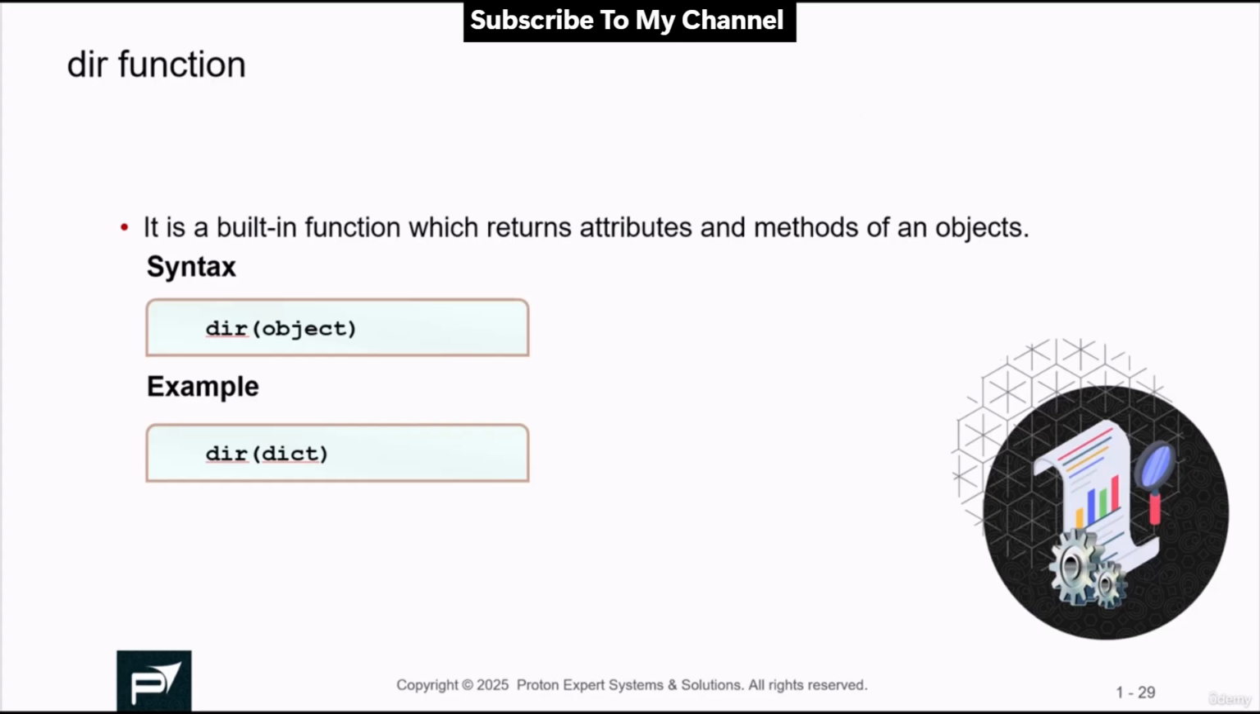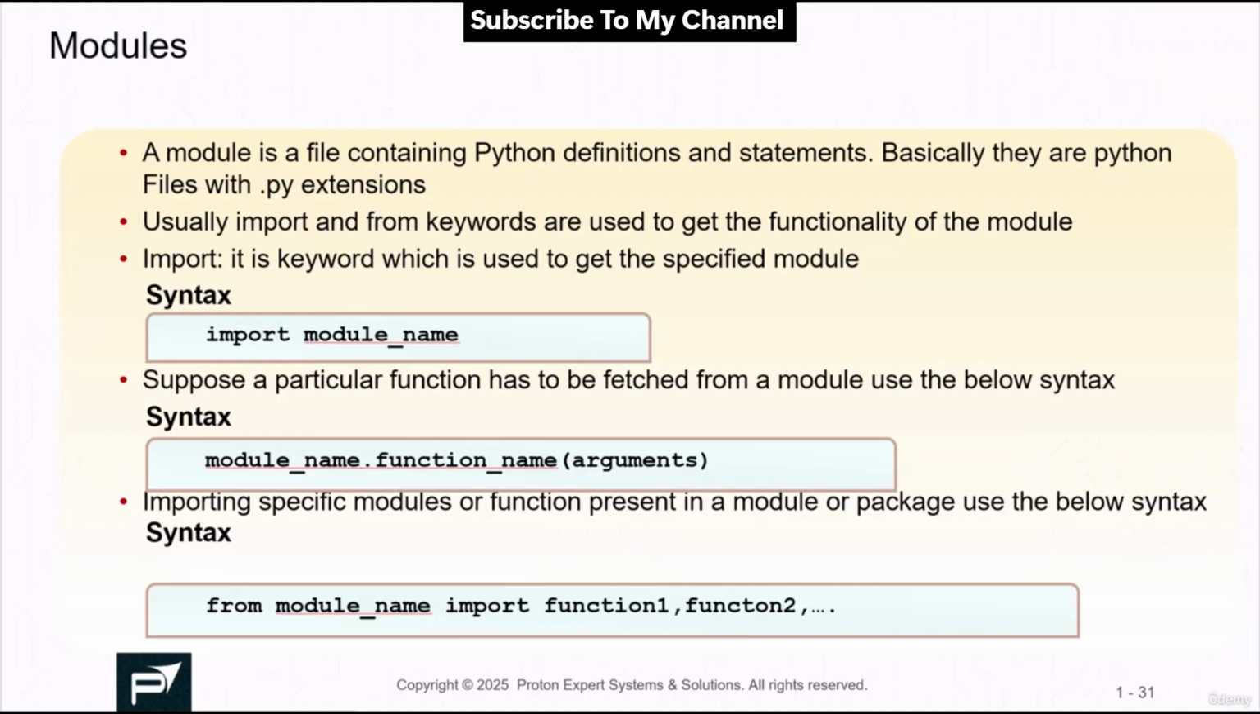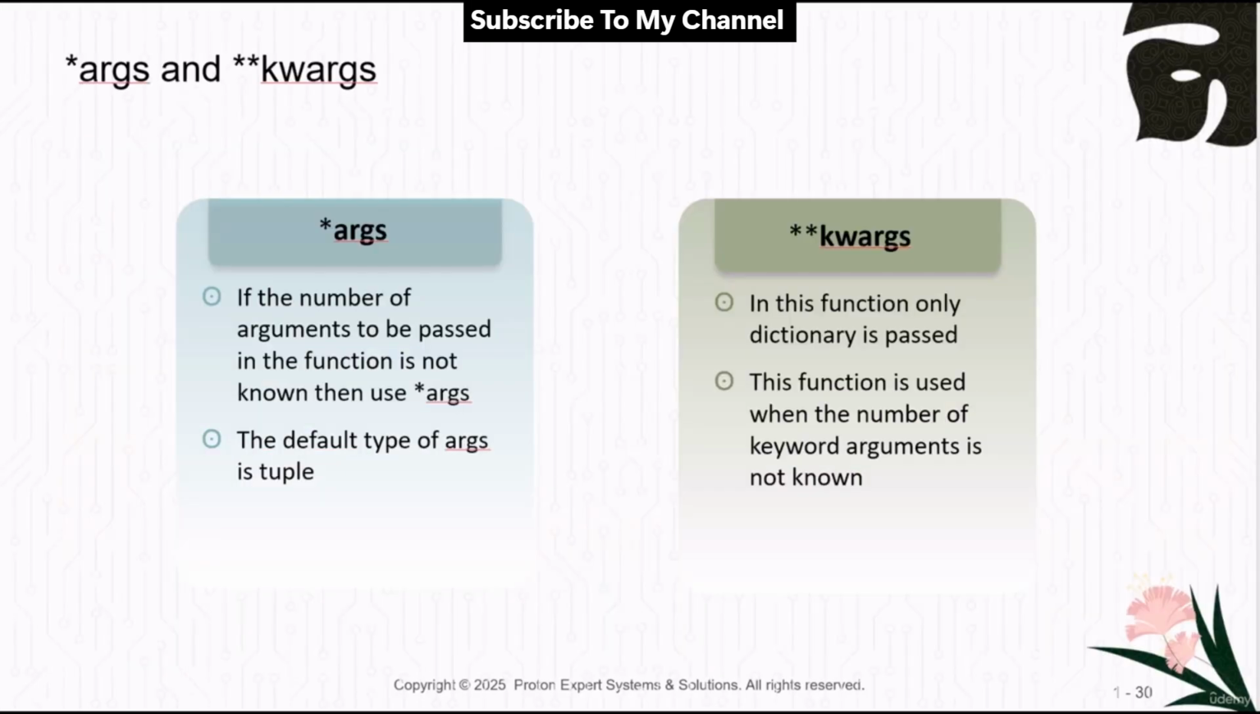Let's see what are arguments and keyword arguments. If the number of arguments to be passed in the function is not known, then use arguments. The default type of arguments is tuple. Now let's see keyword arguments. In this function, only dictionary is passed. This function is used when the number of keyword arguments is not known.